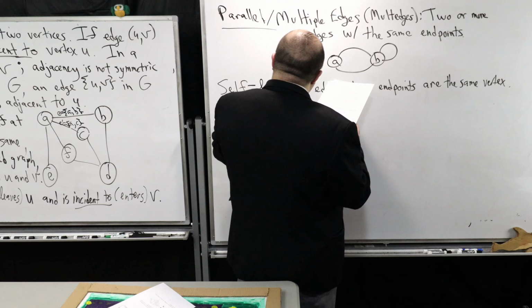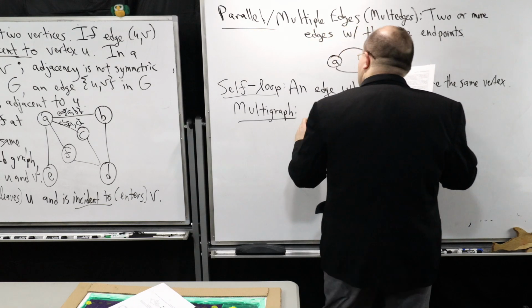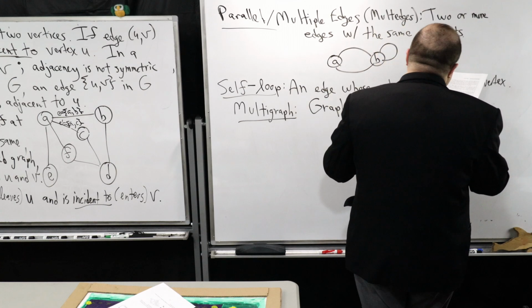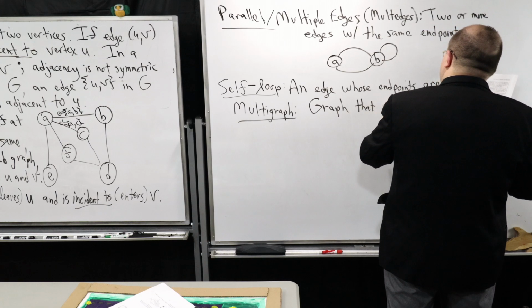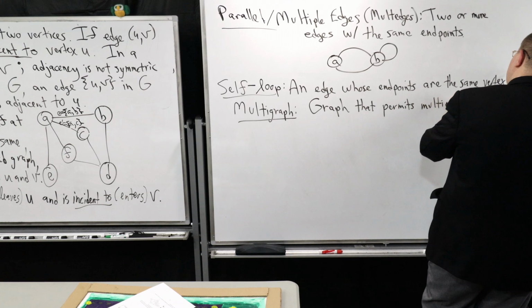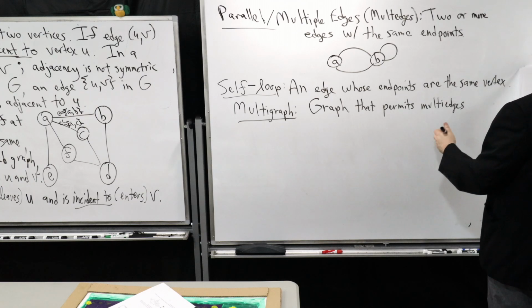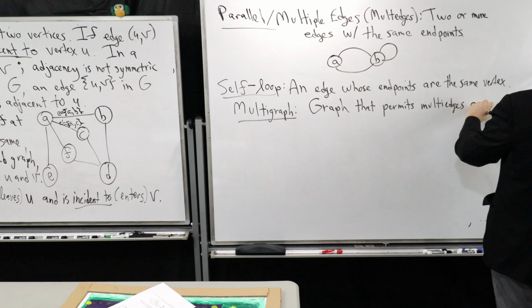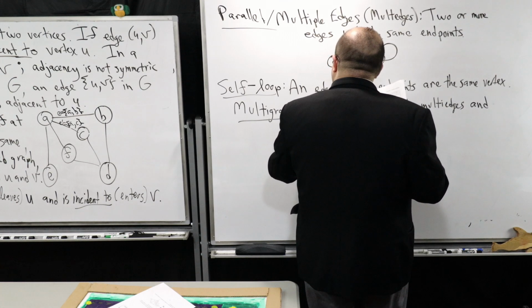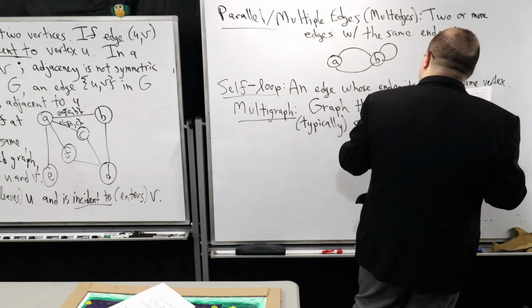Now we've got to talk about a multigraph. Seeing as I talk about multi-edges, it's very natural that I have to tell you what a multigraph is. This is a graph that permits multi-edges. And usually when we talk about multigraphs, typically they also permit self-loops, but just be careful.